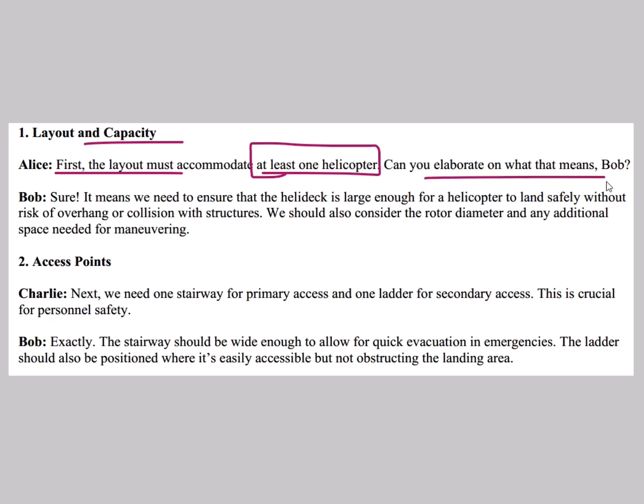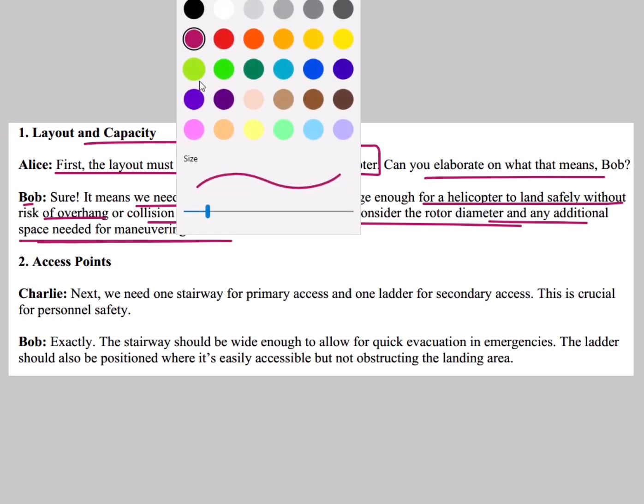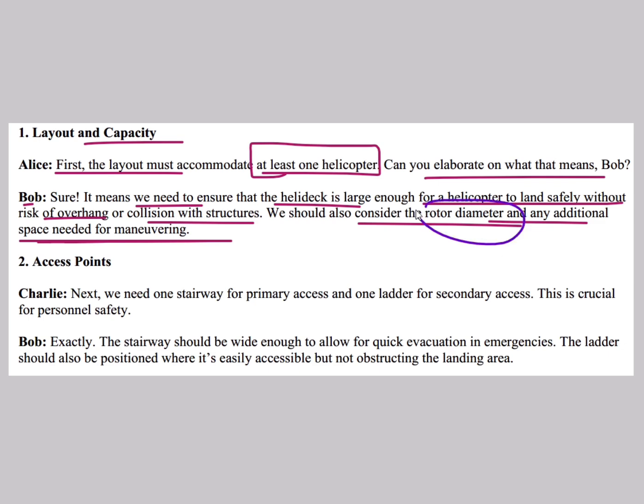Can you elaborate on what that means, Bob? Sure, it means we need to ensure that the helideck is large enough for a helicopter to land safely without the risk of overhang or collision with other structures. We should also consider the rotor diameter and any additional space needed for maneuvering. So the main point is that the rotor diameter is also important.